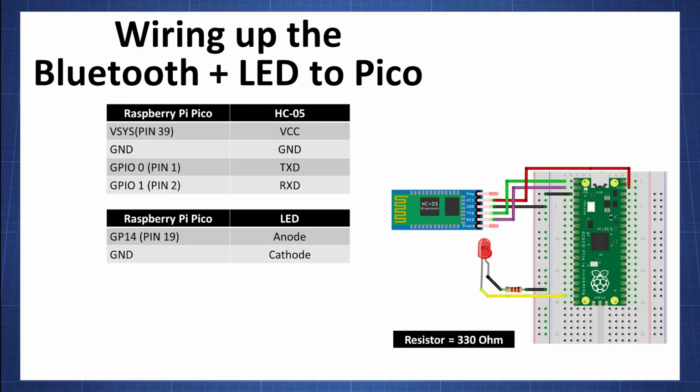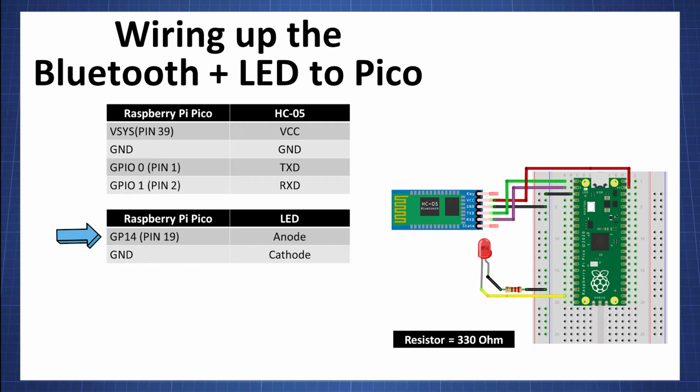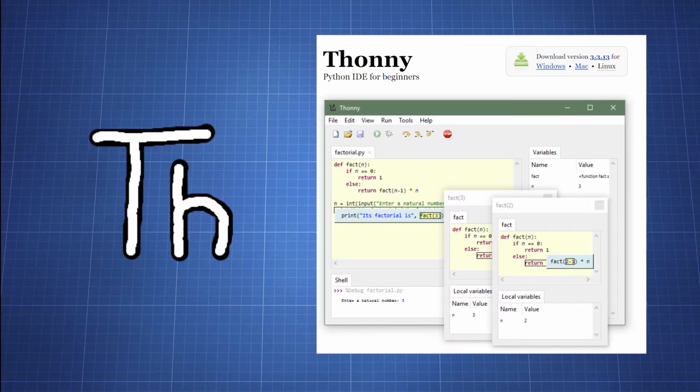Follow the schematic diagram to connect the Bluetooth module and LED. We will connect the serial communication TX and RX to UART. These are pins 1 and 2 of the Pico, which are GPIO 0 and GPIO 1. The VCC pin is connected to the 5V power supply and the ground to a common ground rail. We will connect the LED to GPIO 14 and use a 330 ohm resistor to limit the current through the LED. Now that we have a working circuit, we can go to Thonny to write our program.